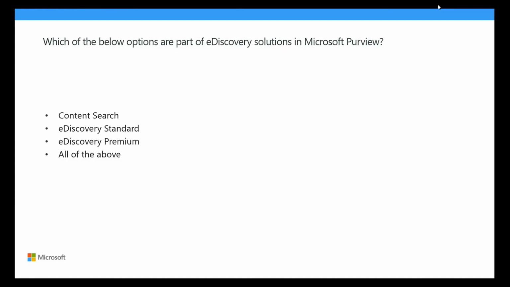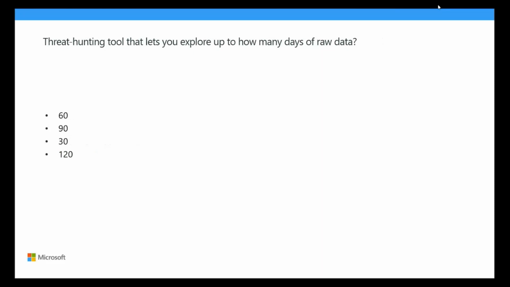Okay, so the next question is, which of the below options are part of your e-discovery solutions in Microsoft Purview? This should be an easy one because we talked about this. E-discovery includes all of the three different solutions that you see over here, which are content search, e-discovery standard, and e-discovery premium search. So the correct answer is all of the above. Now let's move on to the final question.